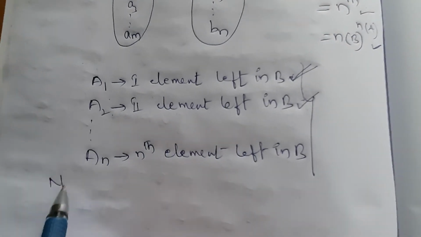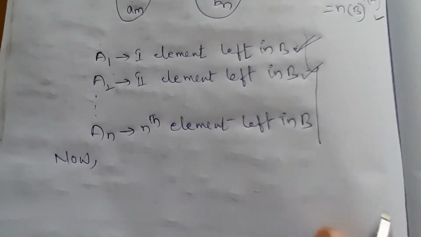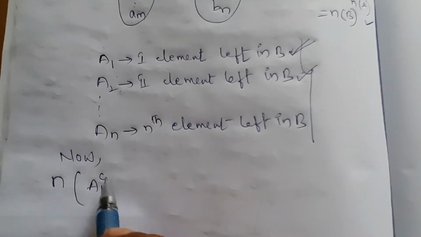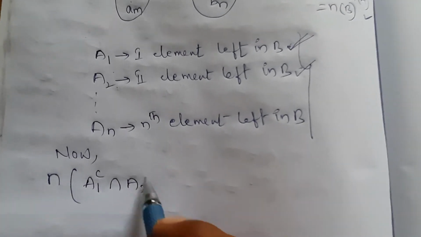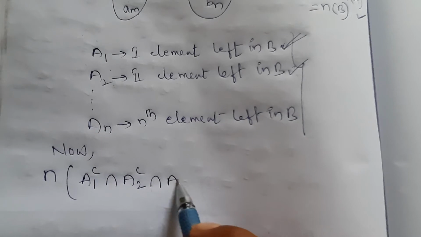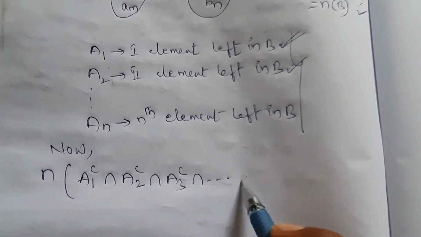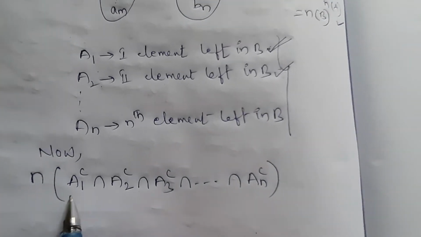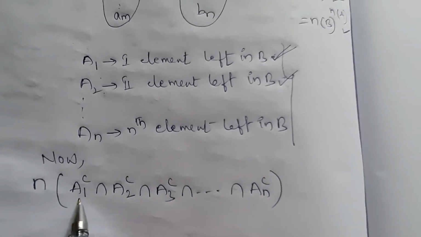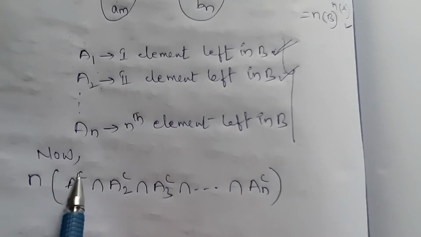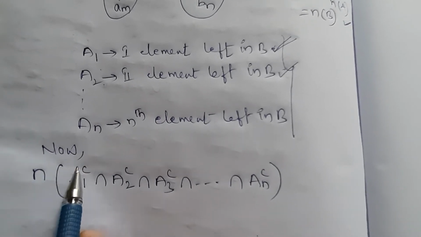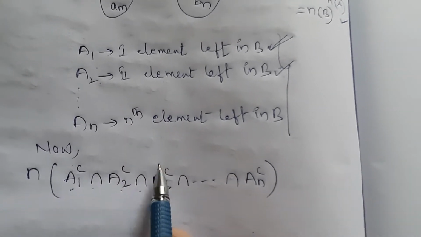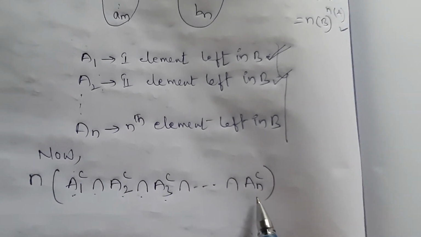Now what do I require here, tell me. Now my aim is to calculate n of A1 complement intersection A2 complement intersection A3 complement intersection, and so on, up to intersection An complement. Understand this one? A1 complement: what is A1? A1 means the first element left. Complement means the first element not left, and second element not left, and third element not left, and so on, till the nth element also not left.